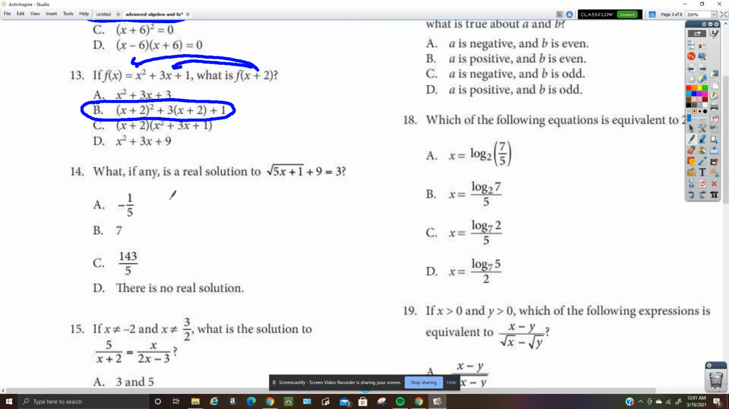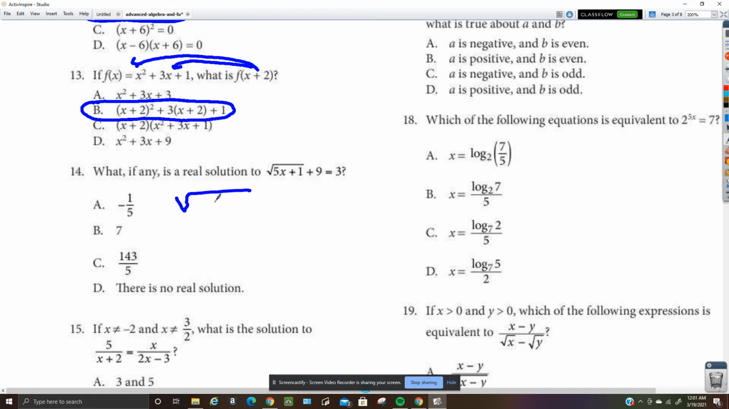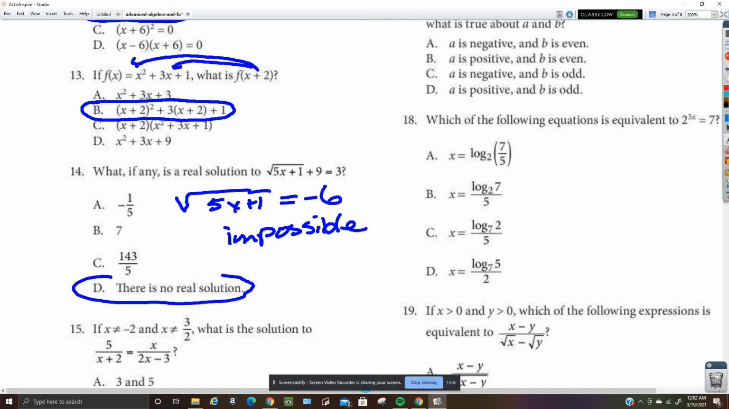What, if any, is a real solution to this problem here? So you would want to first subtract 9 from both sides. So this is impossible. You can't take the square root of a number and get a negative 6. So there's no solution there.